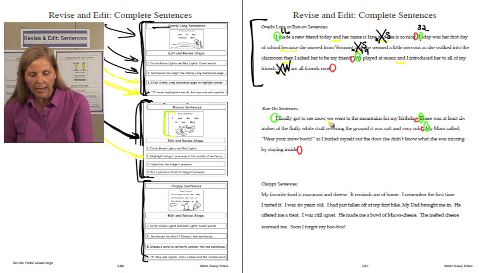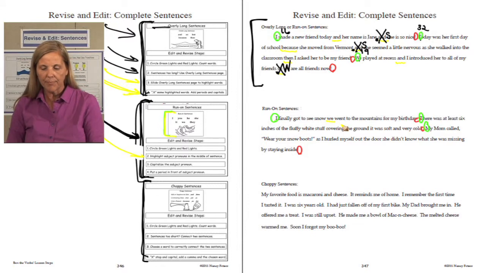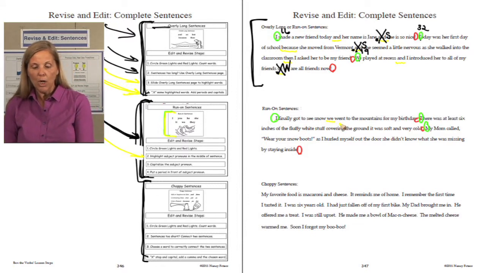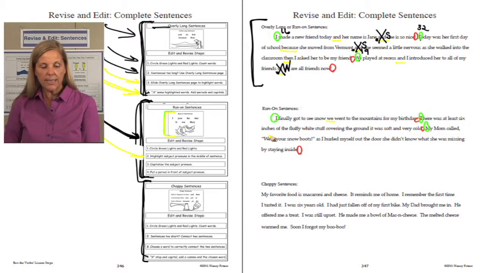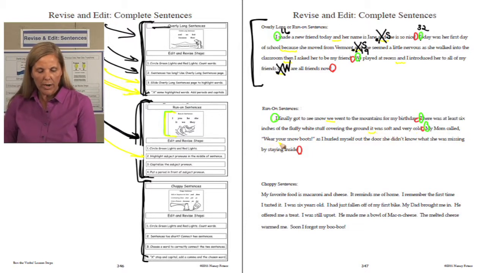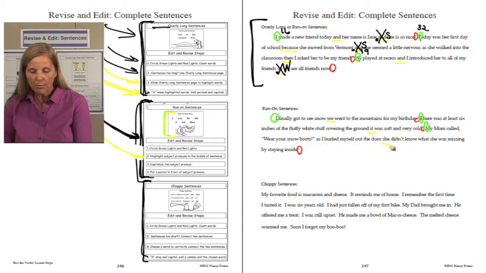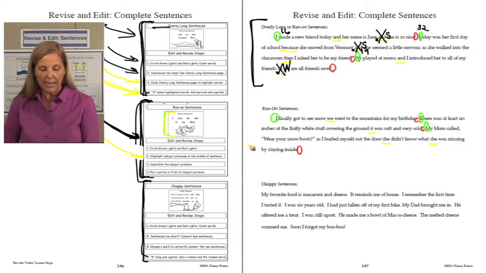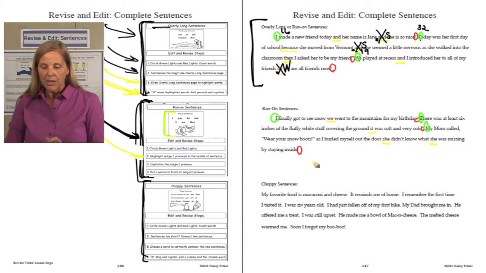So they go through and, oh, there's our first one, we. I finally got to see the snow. We went to the mountains for my birthday. There was at least 6 inches of the fluffy white stuff covering the ground. There's our subject pronoun. It was soft and very cold. My mom called, "Wear your snow boots." As I hurled myself out the door, she, that's in the middle, she didn't know what she was missing by staying inside. So I have gone through each sentence.